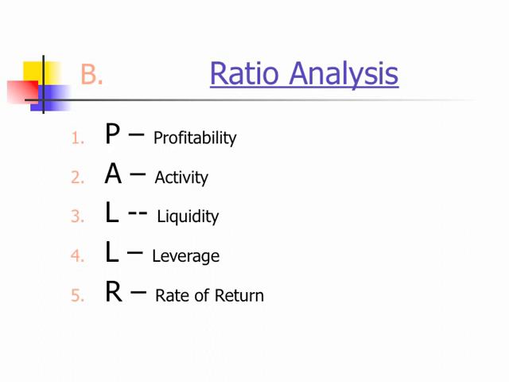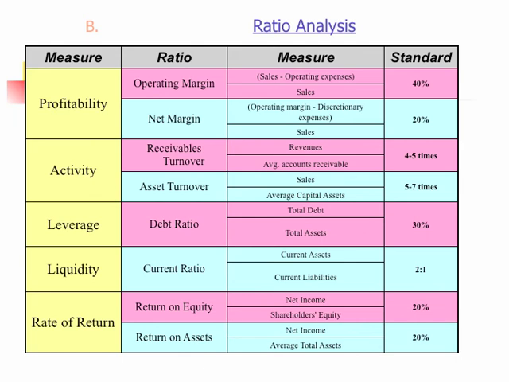The second component of the presentation, and this complements the financial statement analysis, is ratio analysis. Analyzing the ratios of a business really substantiates the claims that you came up with during your financial statement analysis. We have an acronym for ratio analysis called PALR, standing for profitability, activity, liquidity, leverage, and rate of return. This next slide shows the types of ratios that we like to undertake for each section.